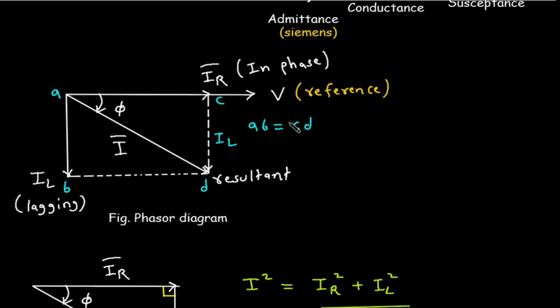Now phasor diagram. Since the voltage across inductor and resistor is the same, we can take voltage as a reference. The IR will be in phase with this voltage, and this IL will lag the voltage by 90 degrees. So this IL is lagging the voltage by 90 degrees. So the resultant of this IL and this IR will be this current I phasor. Now AB is equal to CD, so we can replace this line by IL. So this will be IL.